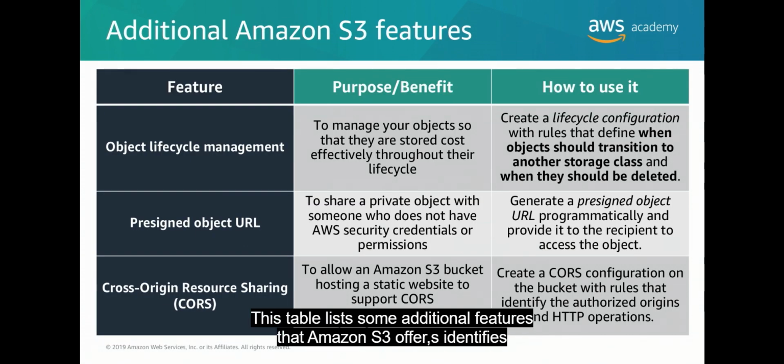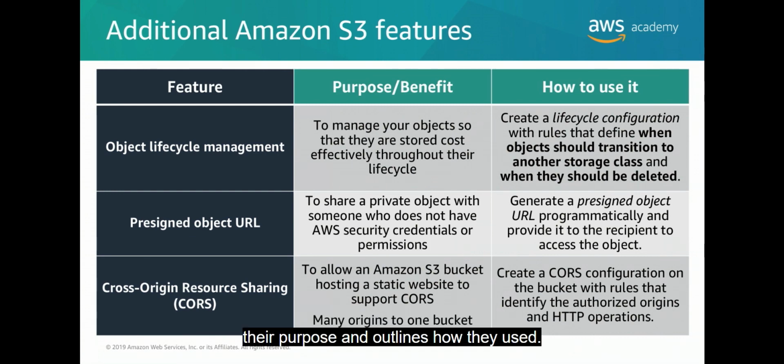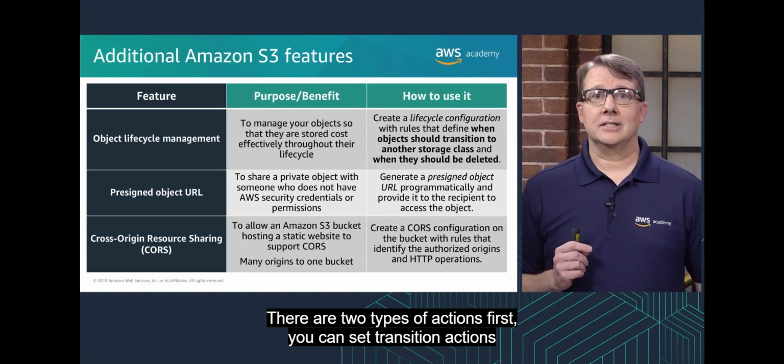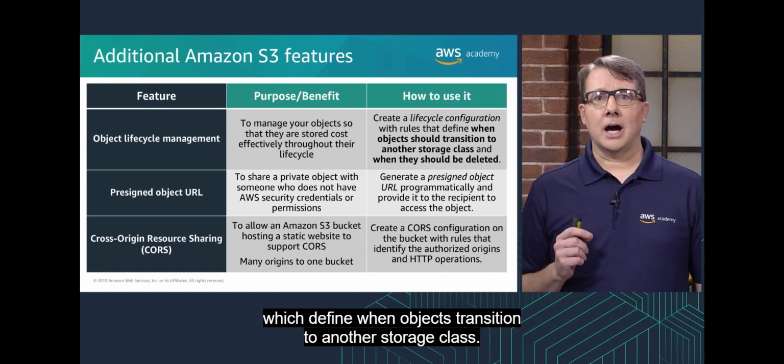This table lists some additional features that Amazon S3 offers, identifies their purpose, and outlines how they are used. Object Lifecycle Management enables you to manage your objects so that they are stored cost-effectively throughout their lifecycle. By creating a lifecycle configuration, you can define rules that specify actions that S3 automatically applies to a group of objects. There are two types of actions. First, you can set transition actions, which define when objects transition to another storage class.